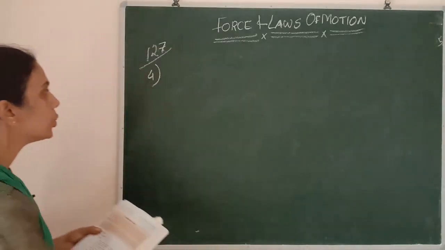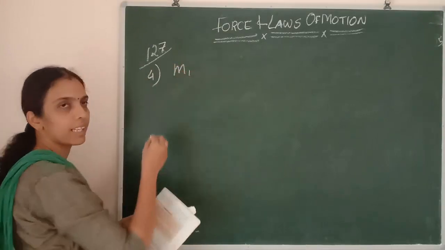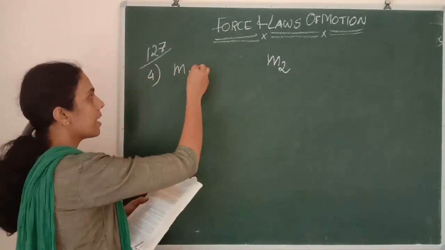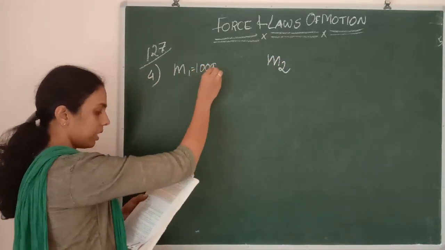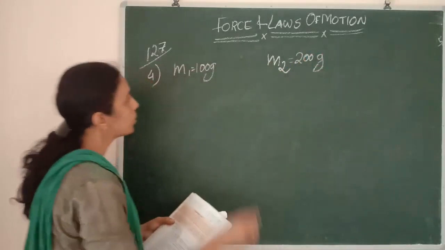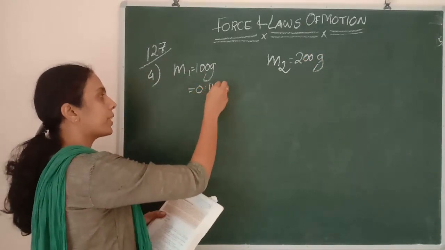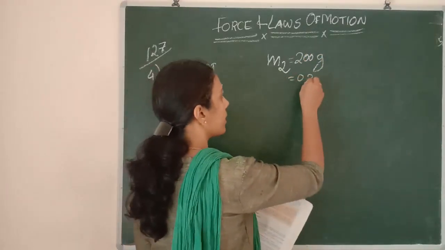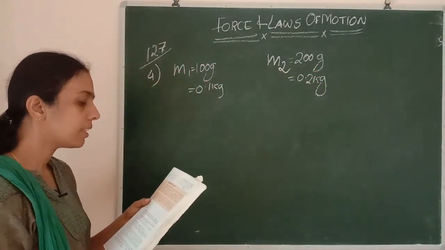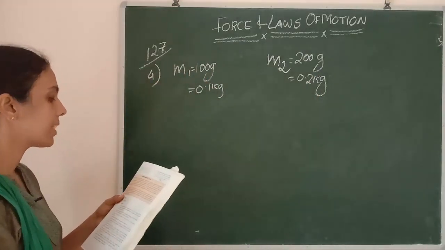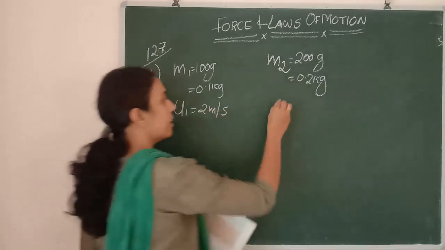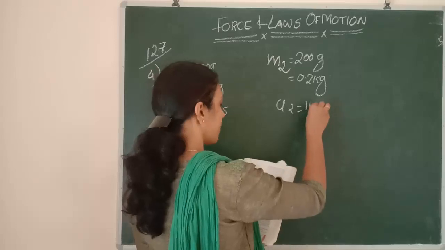So here two objects are given. The first one I am taking as m1 and the second one as m2. First mass is 100 gram and this one is 200 gram. So gram to kilogram we can convert, dividing by 1000. So 0.1 kilogram and this will be 0.2 kilogram. And moving with the velocities 2 meter per second and 1 meter per second. So u1 equals 2 meter per second, u2 equals 1 meter per second.